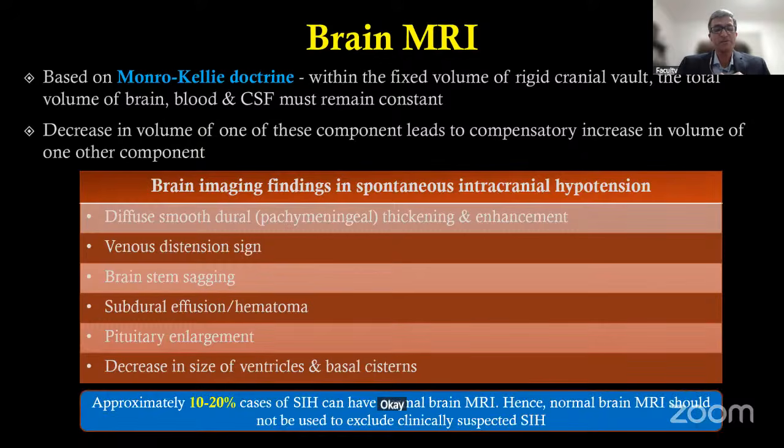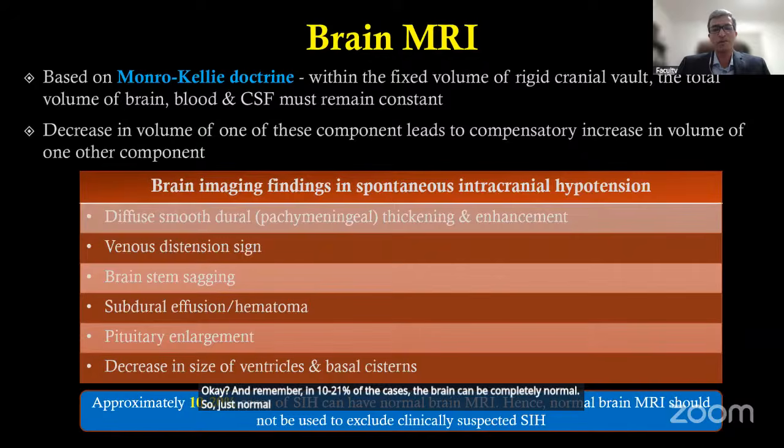Okay. And remember, in 10 to 20% of the cases, the brain can be completely normal. So a normal MRI brain does not exclude SIH. If the clinical suspicion is strong, you would still proceed with your second step, which is the spinal imaging, even with a normal brain MRI. Okay.